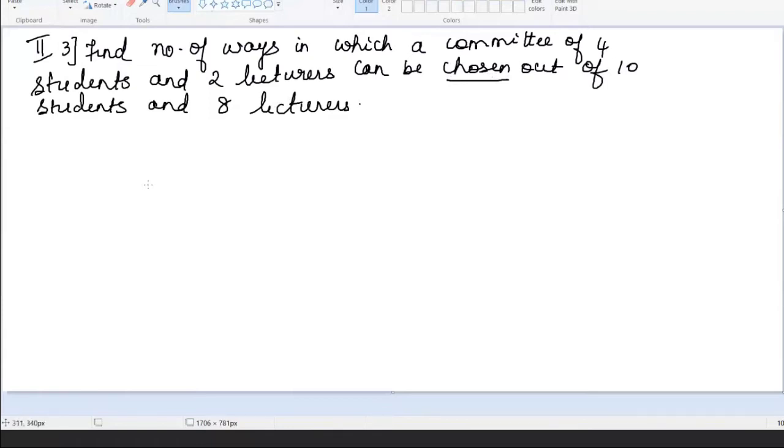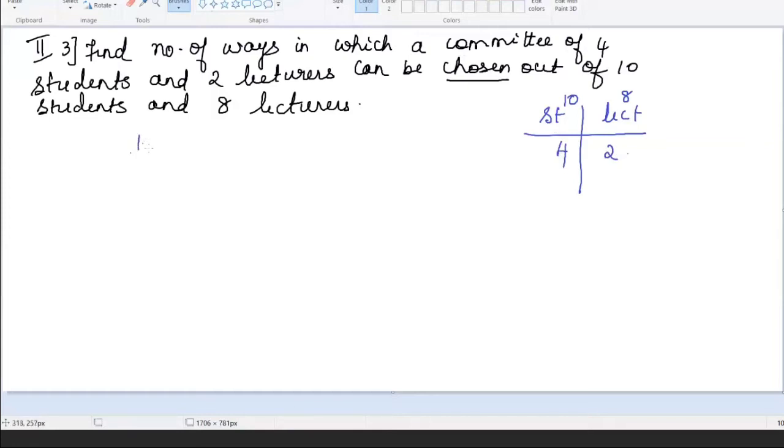Please try and understand first how many lecturers are there and how many students are there. So here students and here lecturers. This is for you to understand. 10 students are there and 8 lecturers are there. How many do you require in a committee? In a committee you require 4 students and 2 lecturers. So how to write the answer?